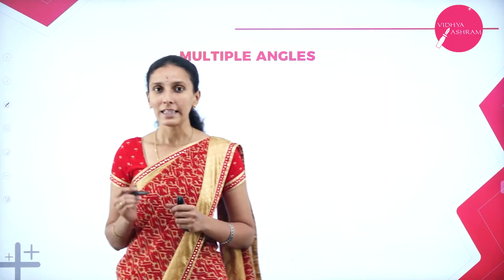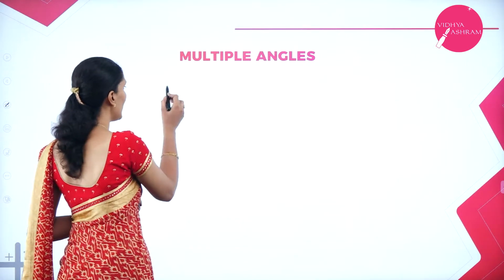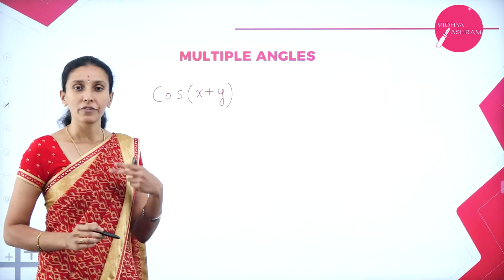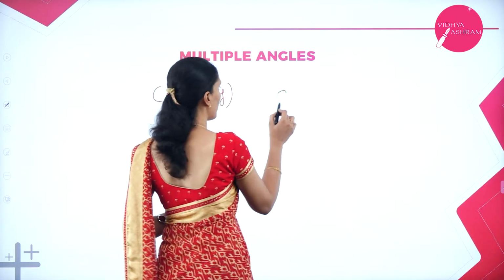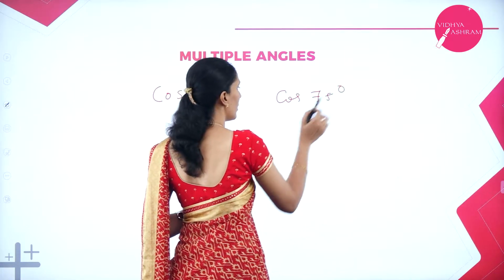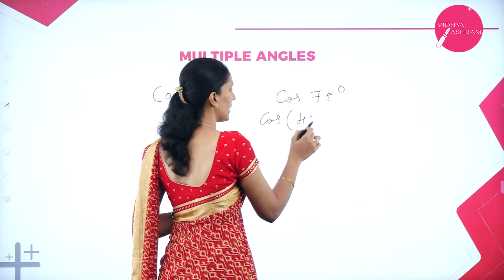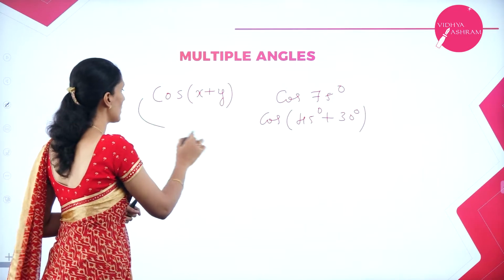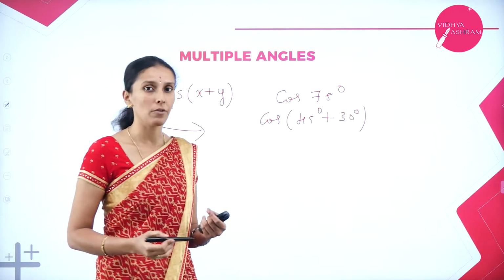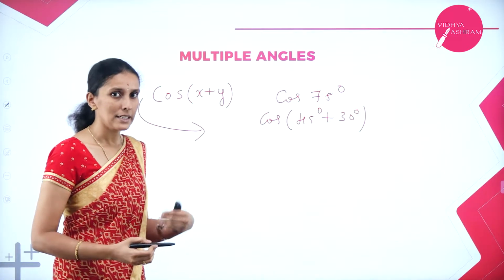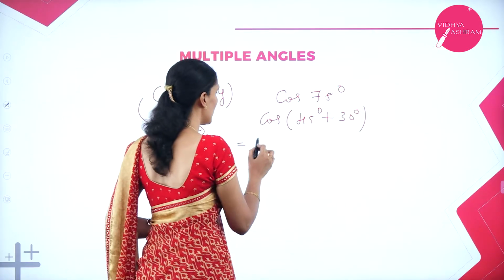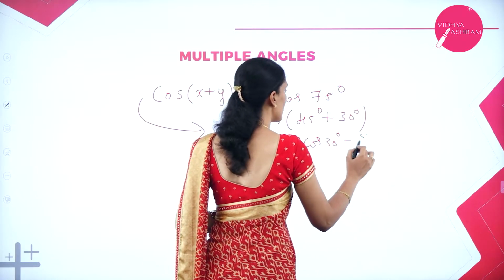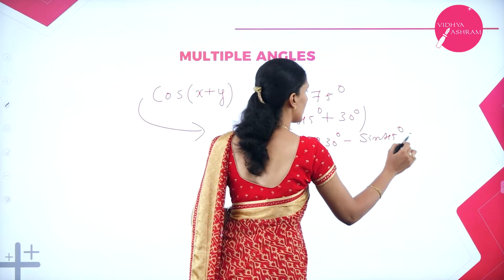So what do you mean by this multiple angle? You have already learned the formula of cos x plus y in terms of different angles. There, for example, suppose you have cos 75 degree, you would have taken it as cos 45 degree plus 30 degree. So there you have used the formula of cos x plus y. What is cos x plus y formula? Cos x cos y minus sin x sin y. So if you apply here, this becomes cos 45 cos 30 minus sin 45 sin 30.